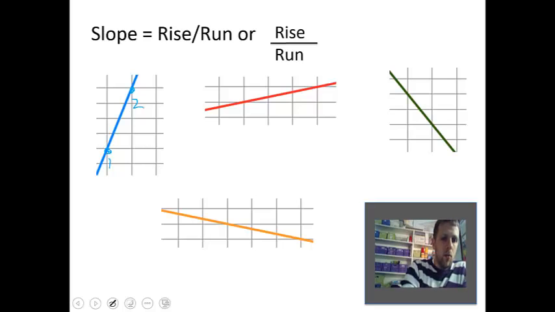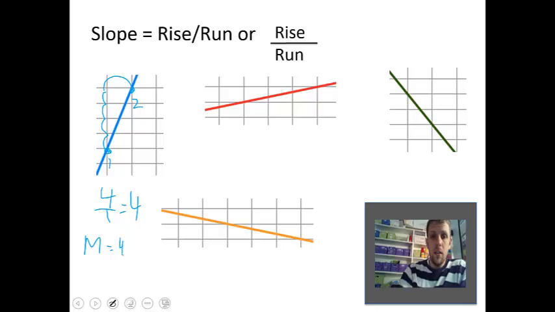Well, it has to go 1, 2, 3, 4 spaces. So I'm going to create a fraction basically. And then how many spaces does it have to run? It has to run 1 space. If I simplify this, this is just 4. So the slope of this is equal to 4.